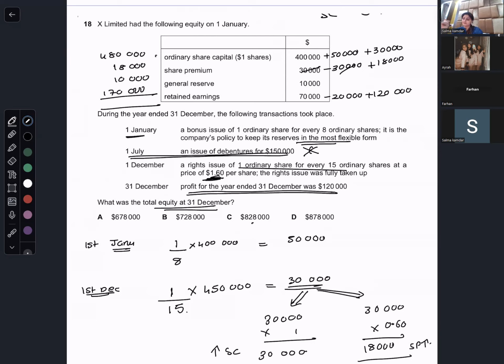Everything will be added, and the answer will become 878,000. No, no, it's not 878. What's the total? 678. The total is 678. So it is option A.